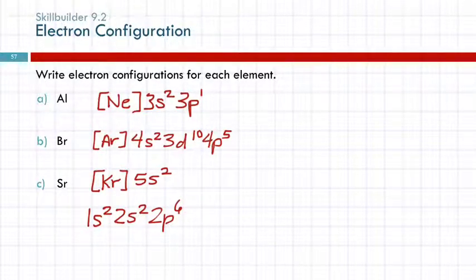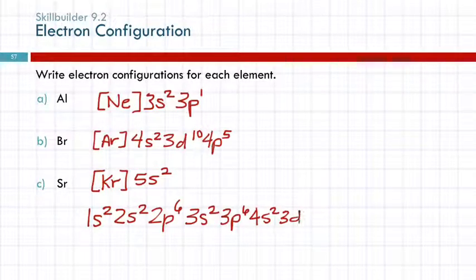We go to the third row. There's 3s2 in that gap, and 3p6. And we come to the fourth row, 4s2. And then we get into those transition elements, 3d10. Then we're back to 4 again, 4p6. And then we come to the fifth row. That's where strontium is, 5s2. Once you see it, it's awesome. It's all hiding up there. Any questions?